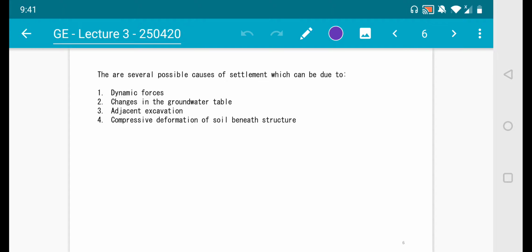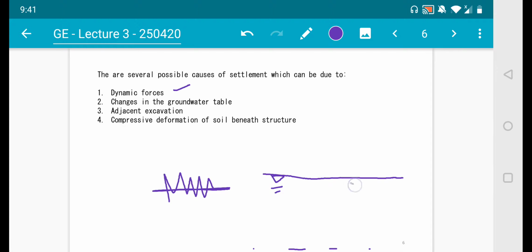Now there are several possible causes of settlement. These are the general ones. Dynamic forces is number 1, which refers to something like an earthquake. Second is changes in the groundwater table. Of course, when you have changes in the groundwater table, you're going to have some effect on the settlement as well.